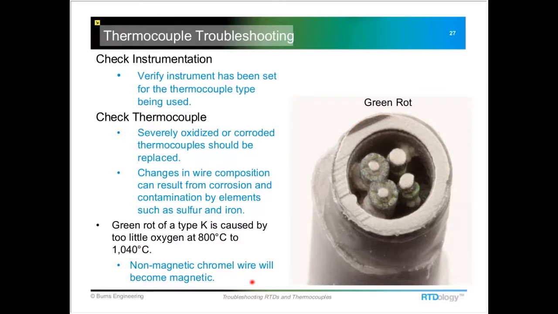And this was probably used at a real high temperature, and there wasn't enough oxygen present to prevent this. And you'll also notice that one of the wires will become magnetic. Most of the leads in type Ks are not really magnetic, but if you know it's a type K and you suspect that this might be happening, a little test with a magnet will help determine what's going on. Or you can do like we did, just cut the tip off the probe and look at the wires.